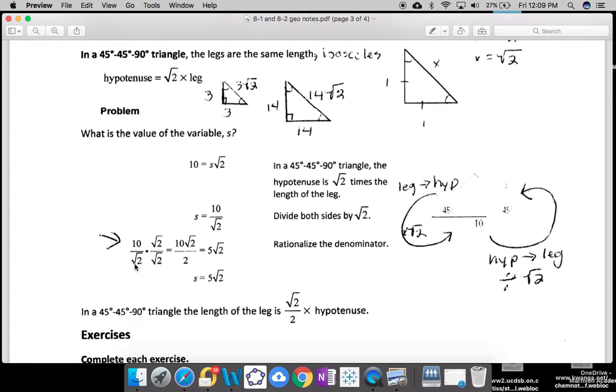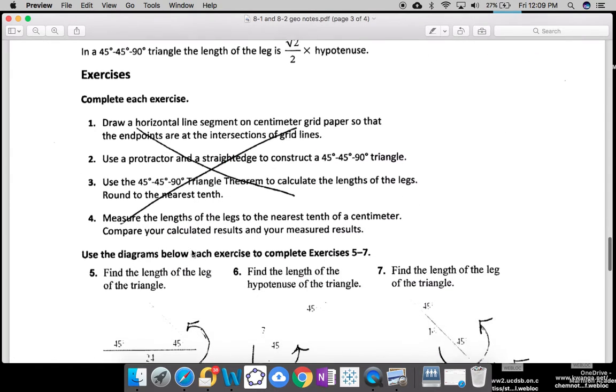Of course, that's not correct form. We've done rationalizing before. We multiply by square root of 2 over square root of 2. I get 10 square root of 2 over 2, which is 5 square root of 2. Now, you might go through these steps a couple of times till you quickly notice the pattern. I take the hypotenuse, I divide it by 2, and I multiply it by square root of 2. But you need to know where that comes from, and that's coming from rationalizing the denominator.